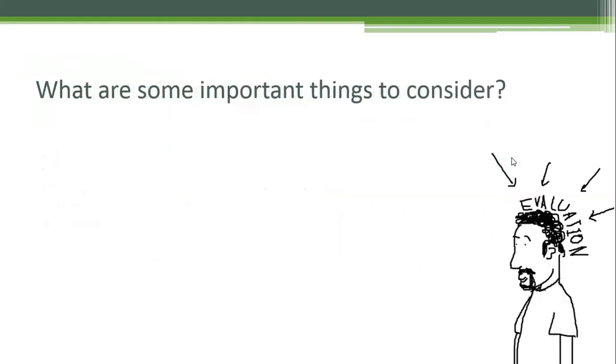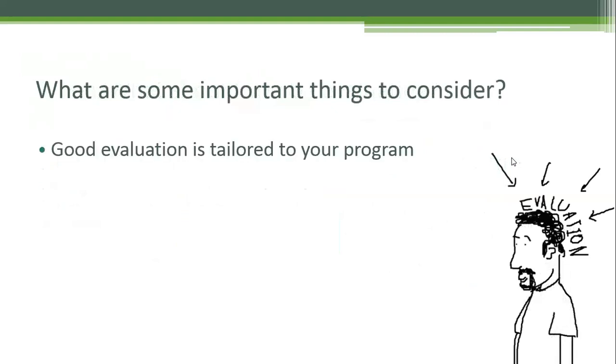So what are some important things to consider? Evaluation should always be on the back of your mind. And first, good evaluation is tailored to your program. An evaluation plan made for a national policy is not going to be the same as an evaluation plan made for 500 people in a small community. They have different expectations, different processes. So when you're evaluating, you want to make sure it's tailored to your program and to fit your needs.